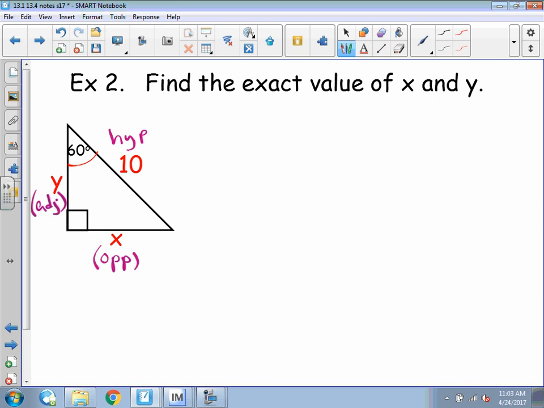So now you're going to ask yourself, let's see if we can figure out what x is. X is opposite. So we're looking at opposite and hypotenuse. You want to use the value that they give you. So which trig function uses opposite and hypotenuse? Sine. Sine uses opposite and hypotenuse, right? So we know that sine of theta equals opposite over hypotenuse. Well, we know what theta is. We're going to fill that in. That's 60 degrees. Sine of 60 degrees equals, the opposite is x, and hypotenuse is 10.